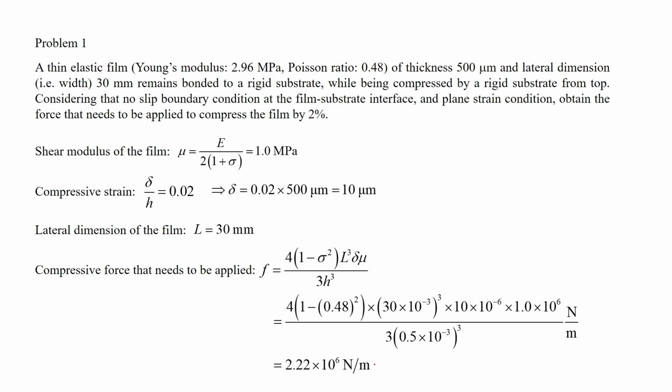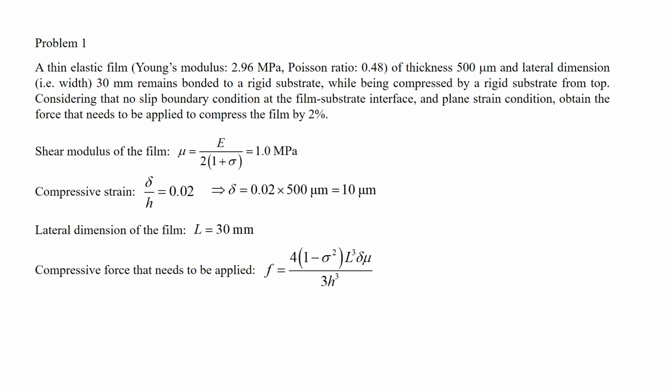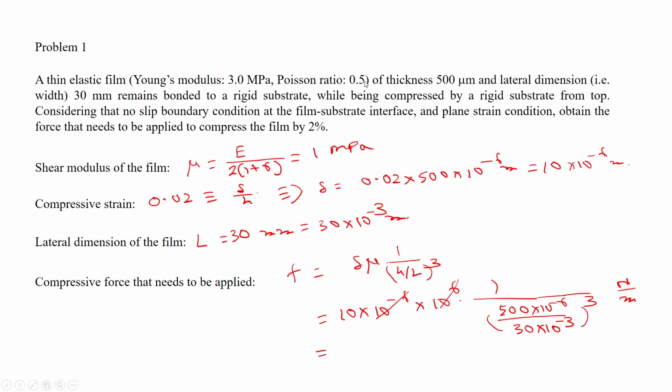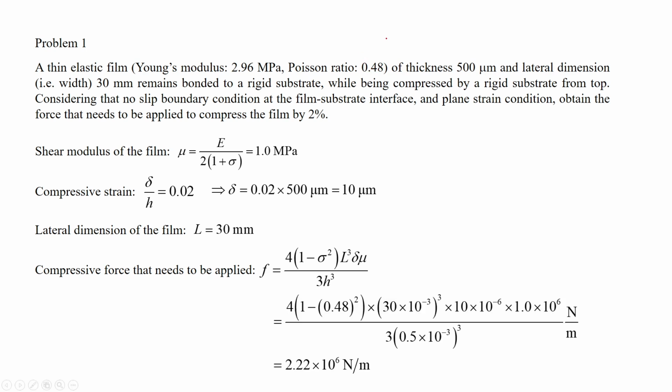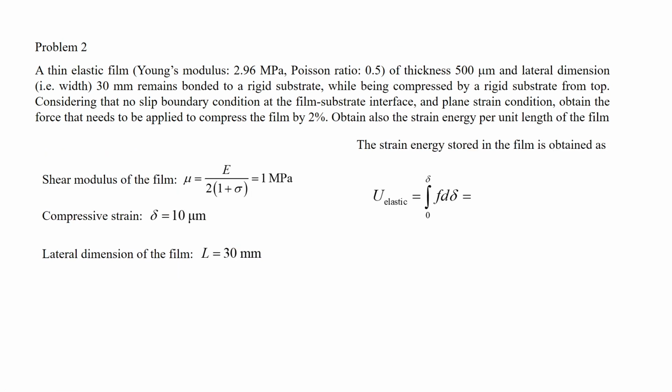Actually, I had changed this Poisson ratio earlier, but it is actually 0.5, so it should be 0.5 only. Let us take 0.5, do the calculation with 0.5 only, and it will come out to be somewhat larger. Now, what is the strain energy?